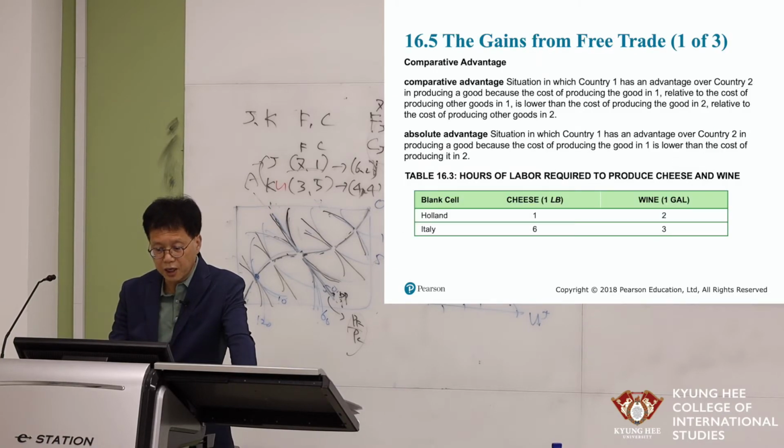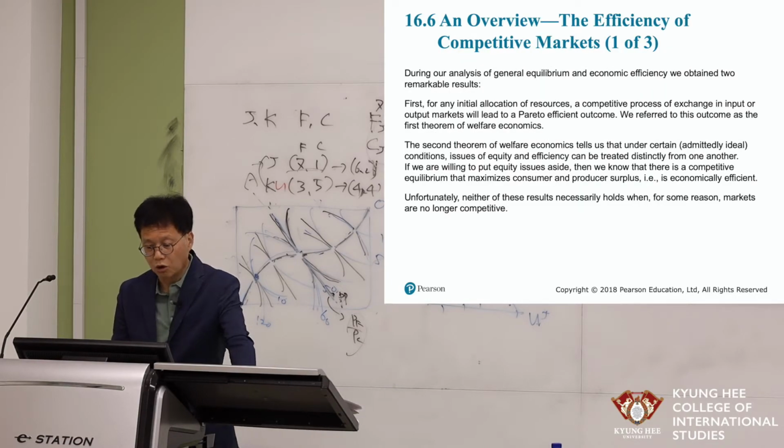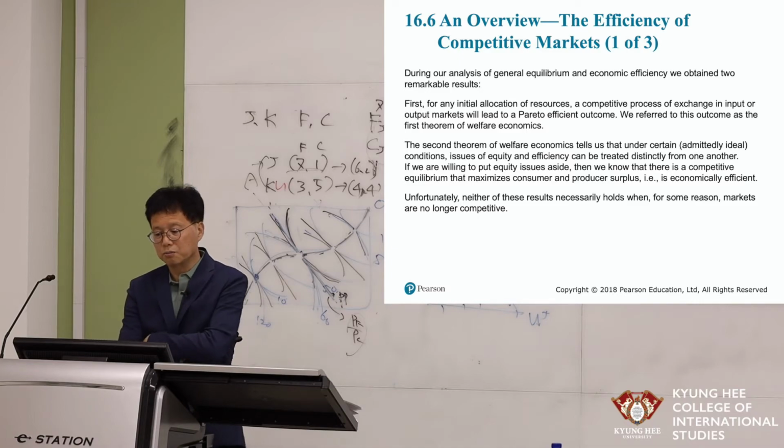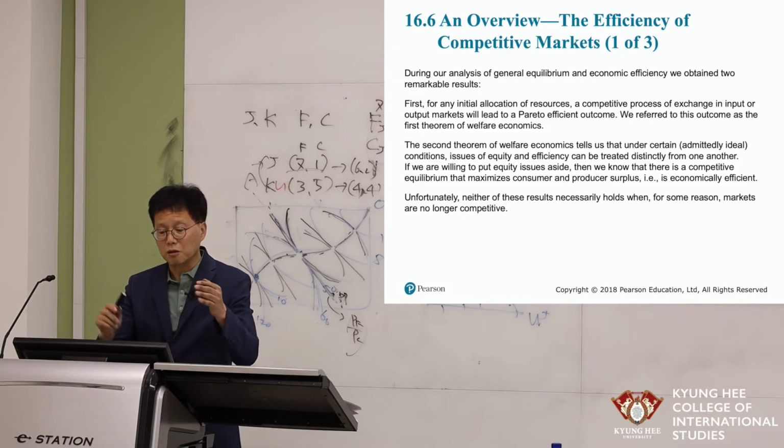Okay, section 5 is skipped because we studied this in another lecture of mine or in Professor Hyun's International Trade Theory. Okay? Then we go to section 6, an overview of the efficiency of competitive markets. So, a summarization of the efficiency of competitive markets. In other words, if the market is perfectly competitive, all sorts of efficiency are achieved automatically.